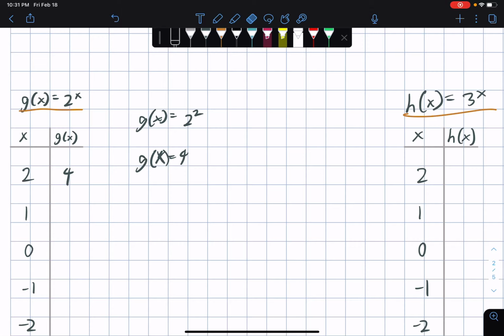Now, g of x is equal to 2, given that x is 1, so 2 raised to 1, we get 2. And if x is 0, so 2 raised to 0 is 1. I think, yeah. Zero exponent rule, the answer will always be 1. And if x is equal to negative 1, then reciprocate, we get 1 over 2. If our exponent is negative 2, so yeah, we get 1 over 4.